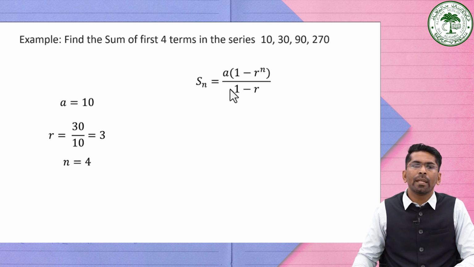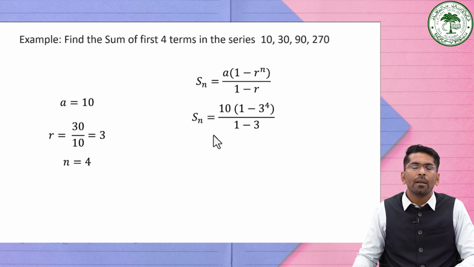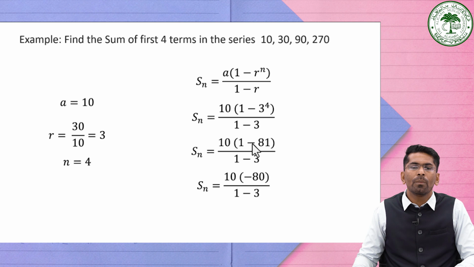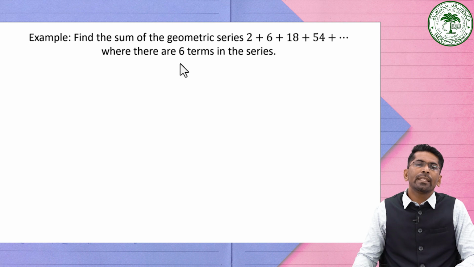The sum formula is a into 1 minus r raised to the power n divided by 1 minus r, which is equal to 10 into 1 minus 3 raised to the power 4 divided by 1 minus 3. Simplifying, 3 raised to the power 4 is 81, so 10 into 1 minus 81, which is minus 80, divided by 1 minus 3. Then minus 800 divided by minus 2 is equal to 400.